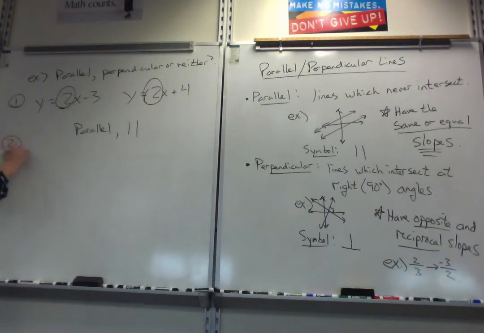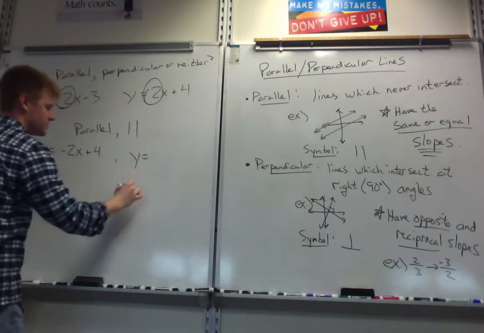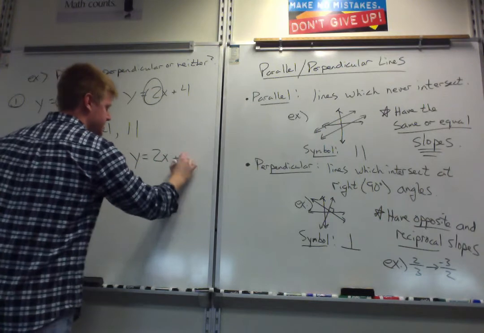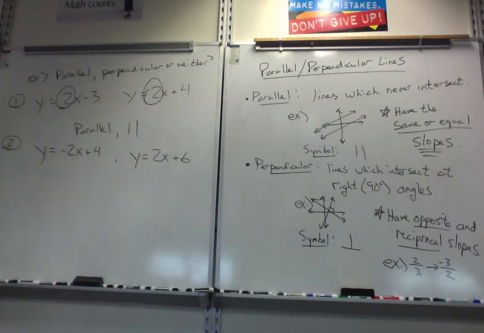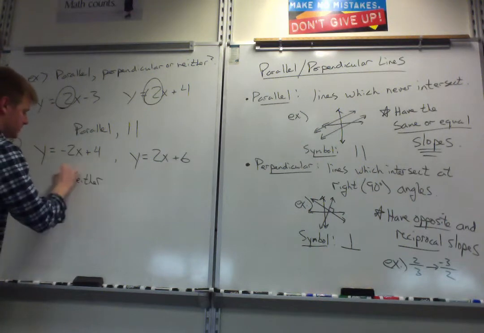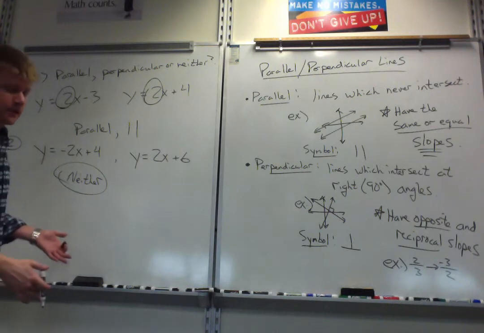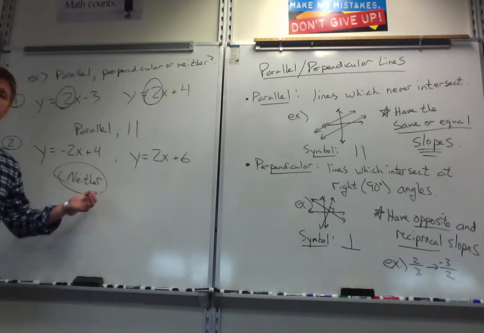Number 2. Y equals negative 2x plus 4 and y equals 2x plus 6. Okay, so think about that one for a second based on the rules. The answer to this one is neither. Now, I know you may be thinking, wait, one positive, one negative, why aren't they perpendicular? They are not reciprocals of one another.